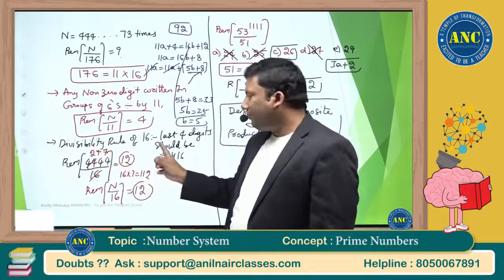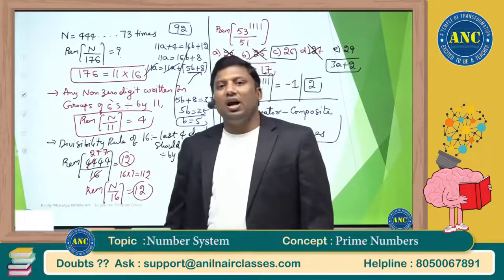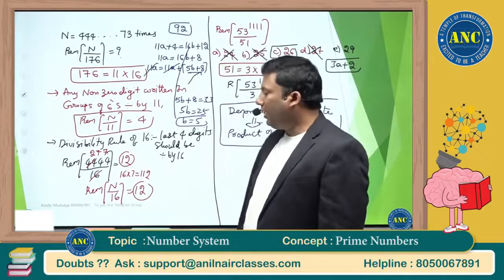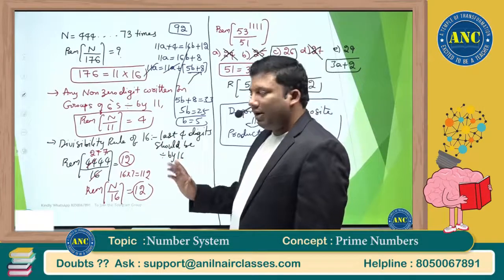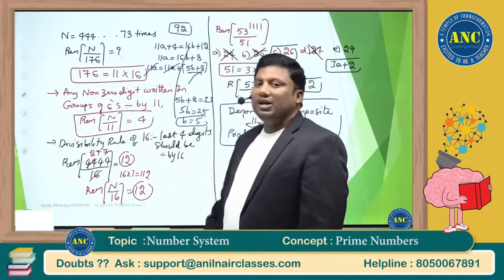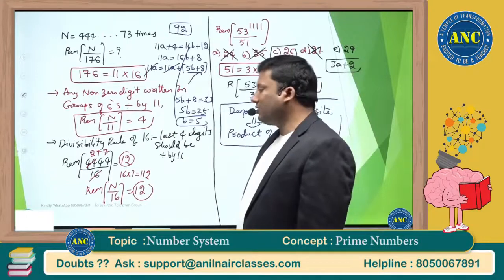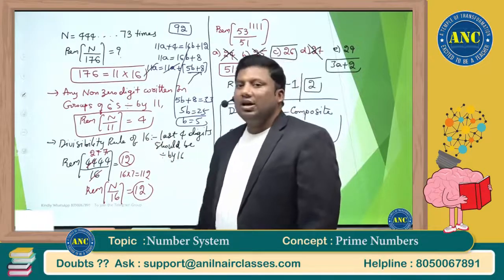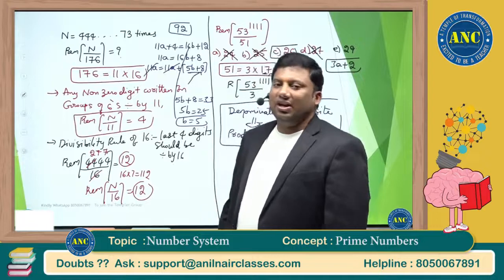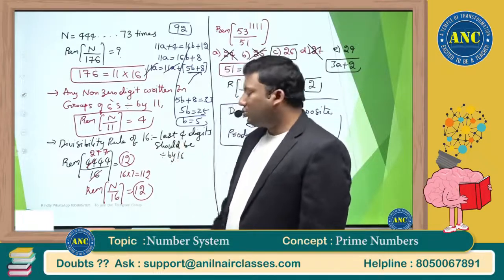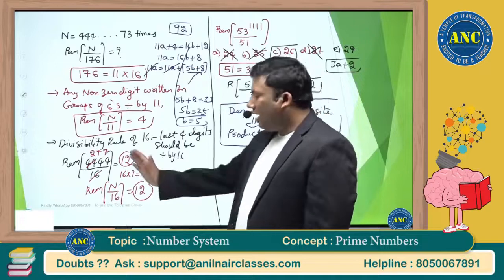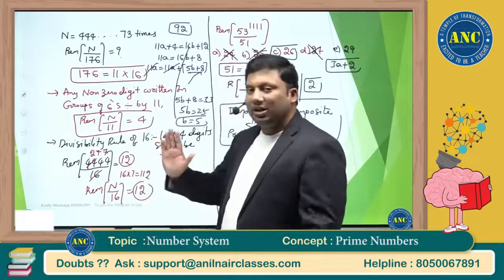Divisibility rule of 2 power k is that the last k digits should be divisible by 2 power k. So if it is 4, the last 2 digits should be divisible by 4. If it is 8, the last 3 digits should be divisible by 8. I divided it by 16. I hope it is clear.